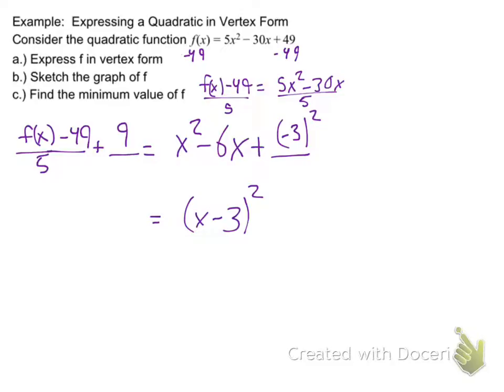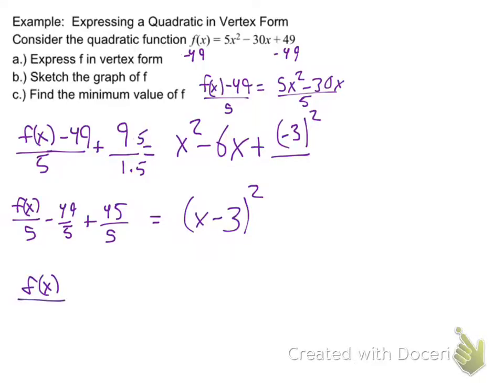But the problem now is we have to combine that stuff over there. Maybe I should separate the f of x over 5 and 49 over 5, yes? And get a common denominator. Minus 49 over 5. What would 9 be in fifths? This is really 9 over 1. 5 and 5. 45. 45 over 5.